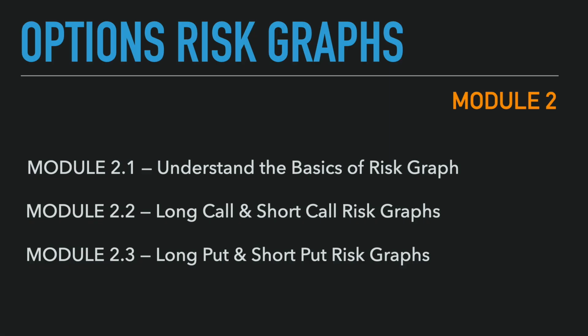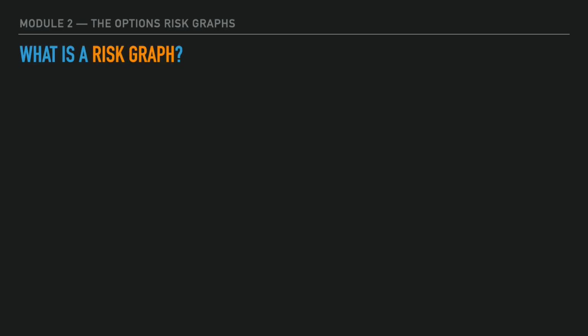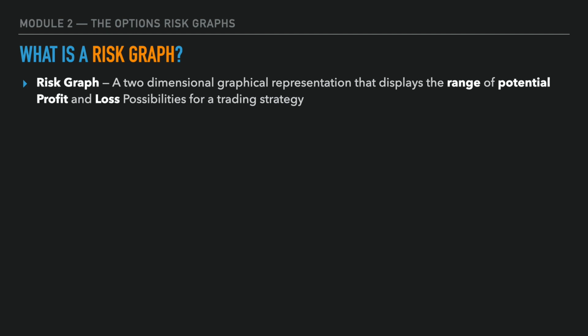There are three different sub-modules in Module 2. In this video, we'll start from sub-module 2.1 and help you understand what exactly a risk graph is. Alright, let's get started. So what is a risk graph? A risk graph is a two-dimensional graphical representation that shows the range of the potential profit and loss for a trading strategy. There are two axes in a risk graph. The horizontal x-axis represents the price of the underlying stock, and the vertical y-axis represents the potential profit and loss.